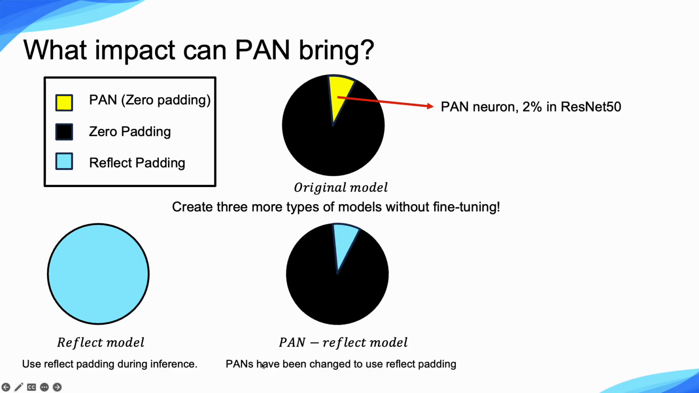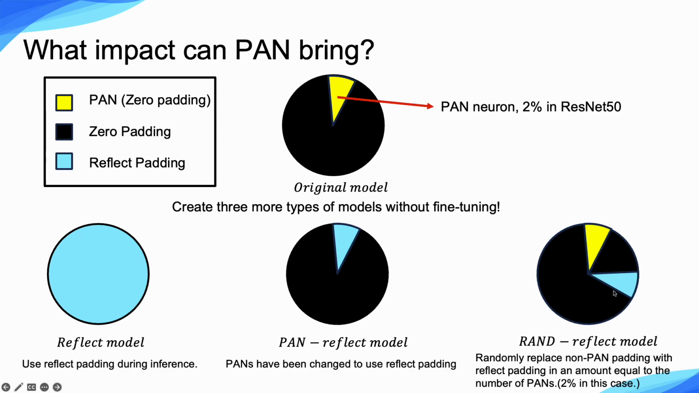And the second one is pen reflect model. So the pens have been changed from zero padding to reflect padding. Third is a RAND reflect model. So they randomly replace non-pen padding with reflect padding in an amount equal to the number of pens. It's 2% in this case.